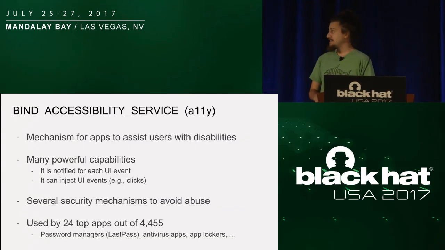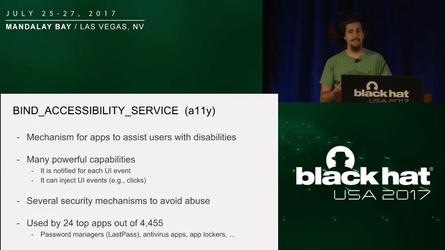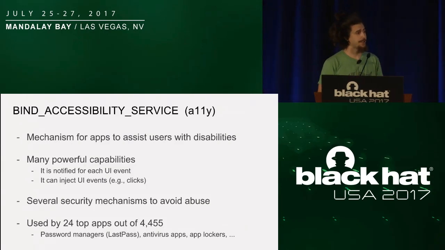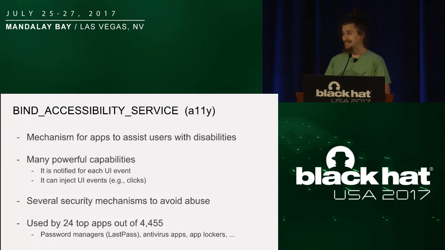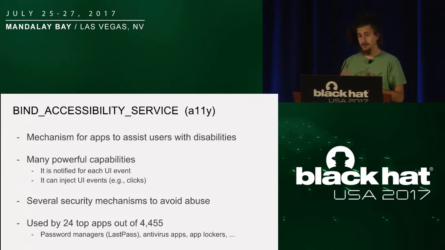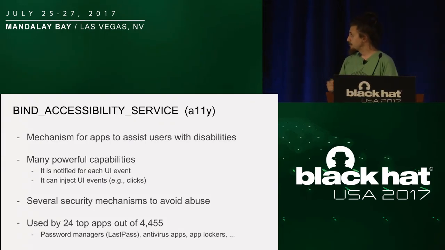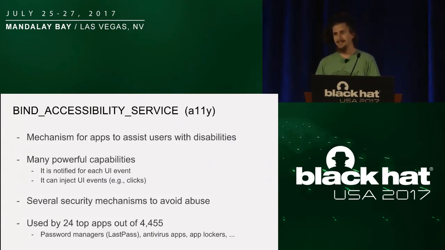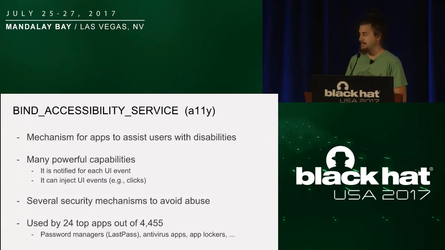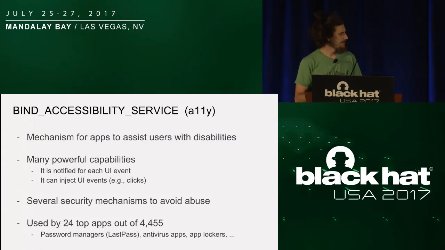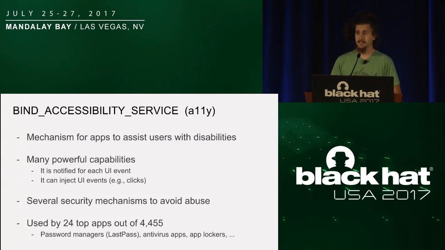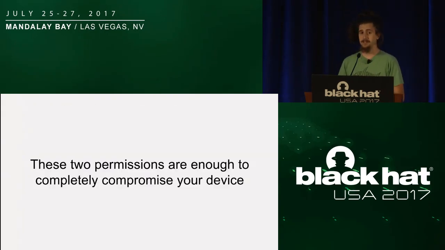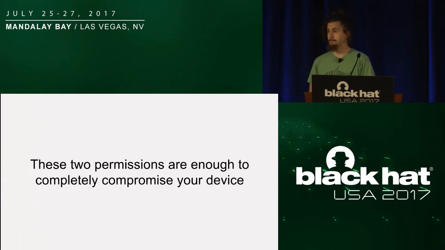The second permission is the accessibility service. In theory, it's a mechanism through which an application can assist users with disabilities. And it is very, very powerful. It is notified for each UI event, and it can also inject UI events, such as clicks and so forth. There are some security mechanisms to prevent abuse, but it's very, very powerful. And it's also used by a number of applications, not that common, but it's actually used. For example, LastPass is using this permission to automatically fill your password in your forms. Okay? What we show is that these two permissions are enough to do a number of bad things.